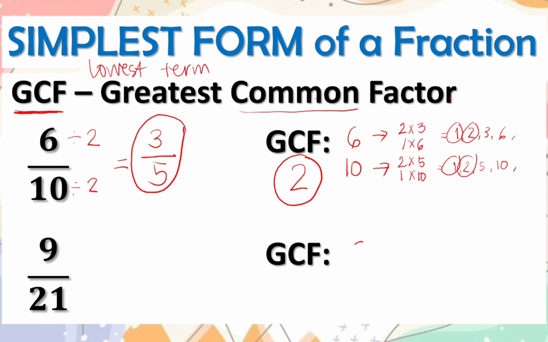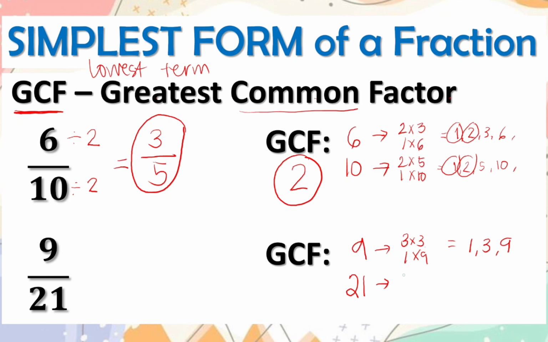So, again, we will list the factors of 9 and 21. What are the factors of 9? We have 3 times 3, 1 times 9. So, let us list all the factors: 1, 3, and 9. Since 3 times 3, pareho lang namang 3, we will list it once only.